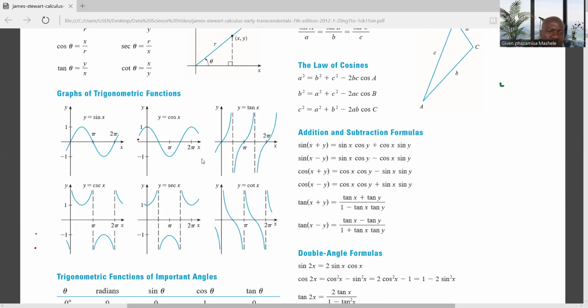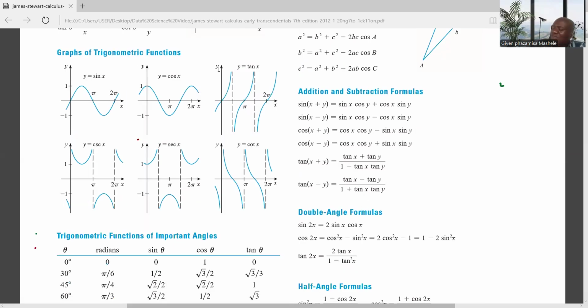Here is what I was actually explaining to you. You see here, this is the graph. Look at the graphs. These graphs use radians, not degrees. For example, here we have 0, that's pi over 2, that's pi, that's 3 pi over 2, that's 2 pi. Now everything is in radians instead of degrees.